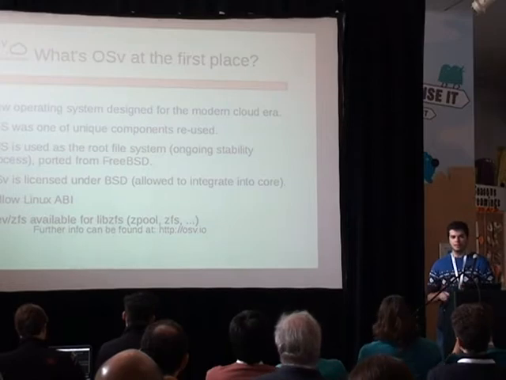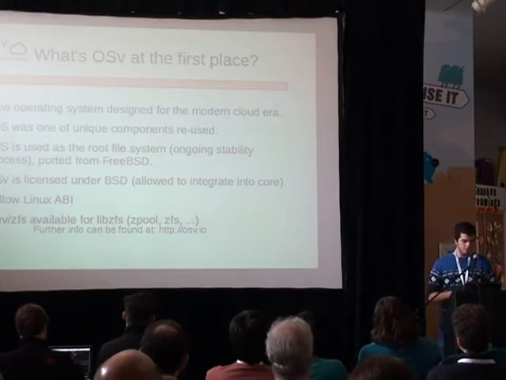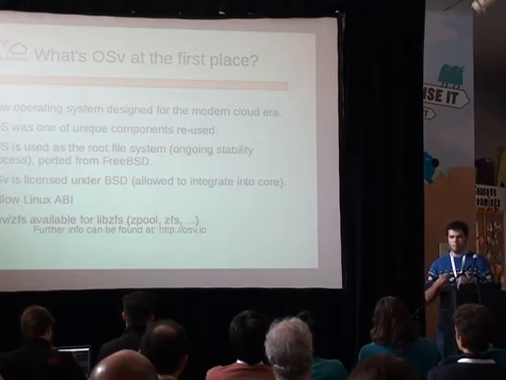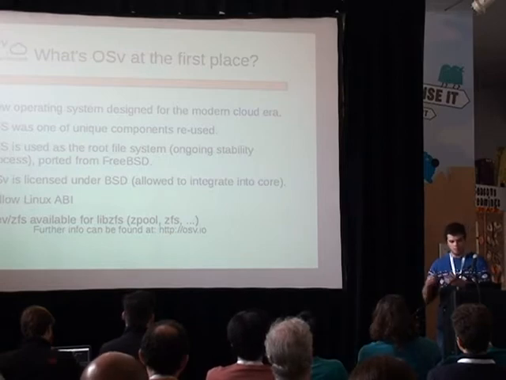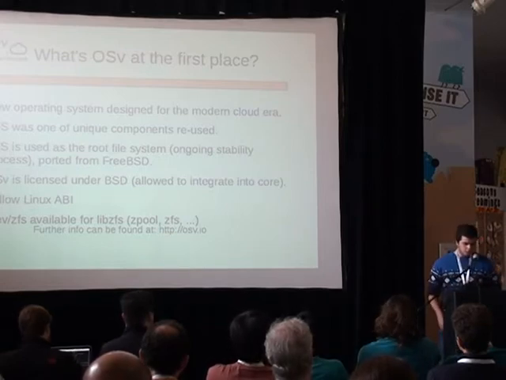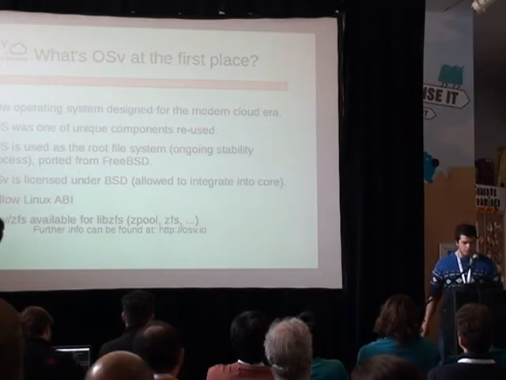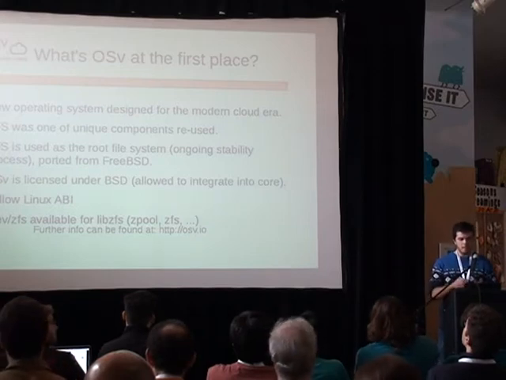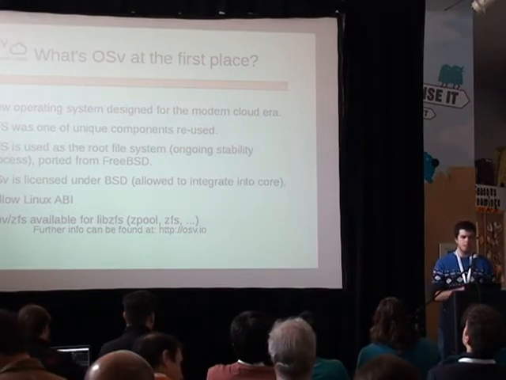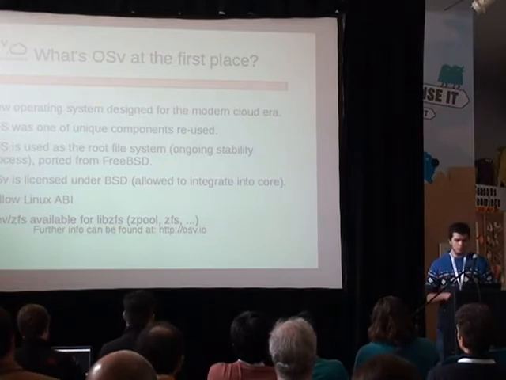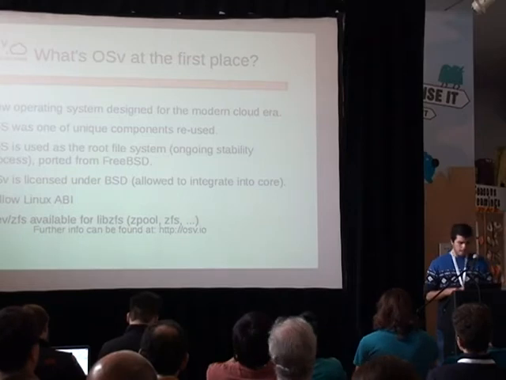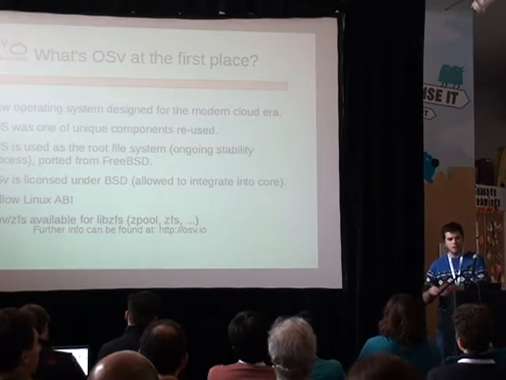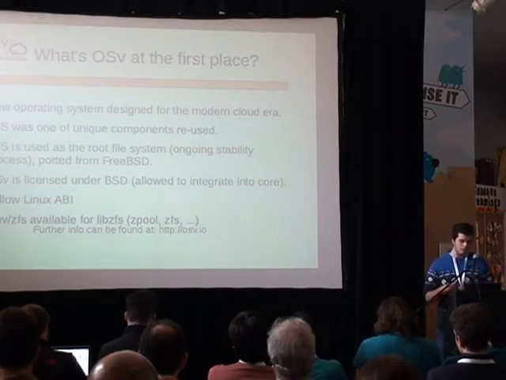ZFS is used as our default disk-based file system. It is the only file system that we use on OSv for the purpose of writing to the disk, communicating with the disk and turning memory. As I stated here, ZFS is in the process of getting stable. We started getting ZFS to work on OSv in the past year. That was when we started developing OSv. And as OSv was licensed under BSD, that allowed us to integrate ZFS within our core, unlike ZFS on Linux, for example.